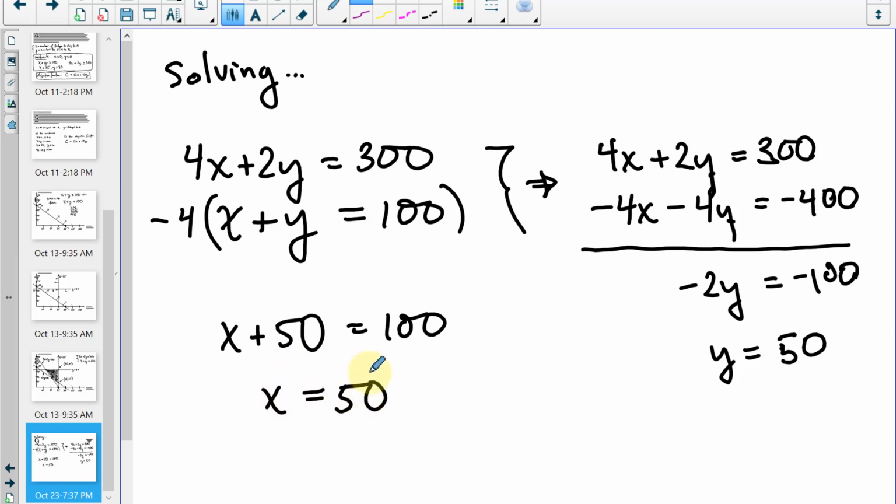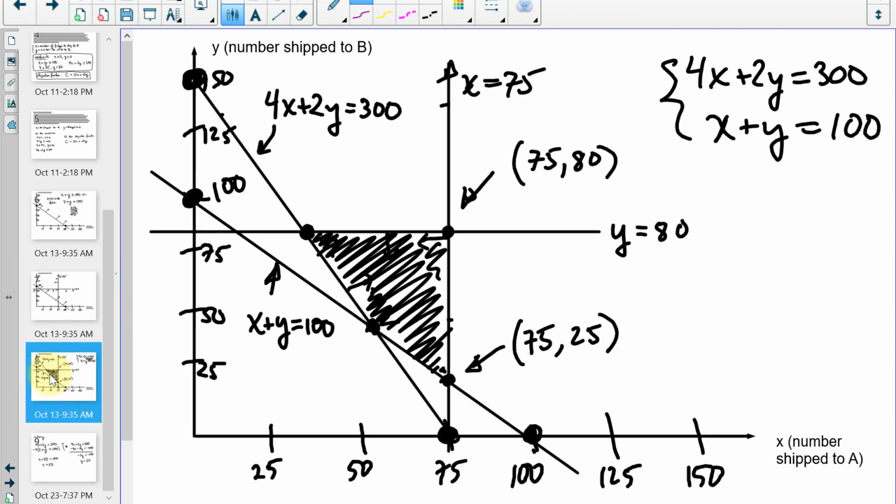Okay, now we've got the solution to this system. Solving just that system means finding a point that makes both of those equations true. And the point that makes both of those equations true is a point that is on both lines, which is this point, 50-50. That's what that point is right there.